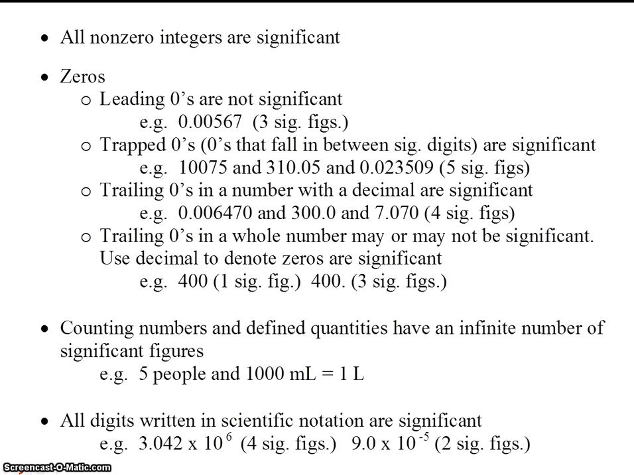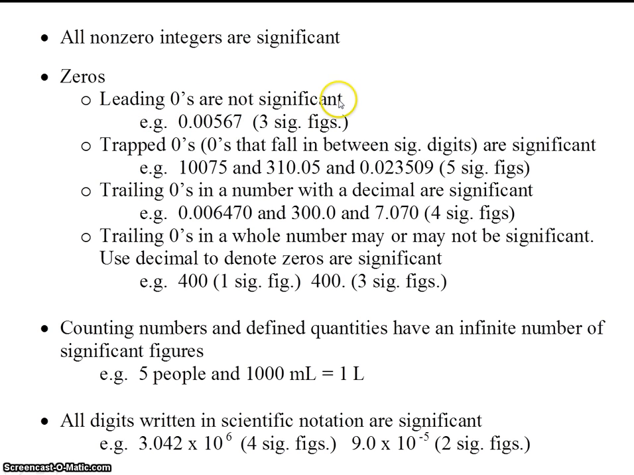Here are all the rules for sig figs. There's a lot of them. All non-zero integers are significant. So that's pretty easy, but when we deal with zeros, that's where it becomes more challenging. We have three types of zeros. We have leading zeros, trapped zeros, and then we have trailing zeros. Let's go ahead and look at leading zeros first. Leading zeros are not significant.